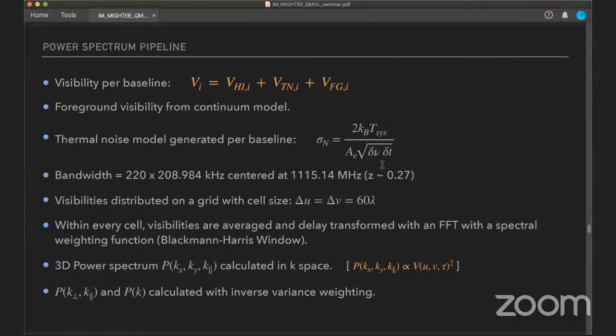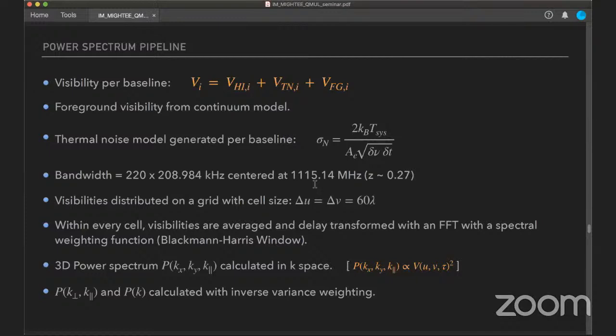And for the power spectrum computation, we do not take the full 950 to 1150 megahertz. We rather take a much smaller band, about 46 megahertz, centered at about 1.12 gigahertz. That corresponds to a redshift of roughly 0.27. So the first thing we do in our work is grid the visibilities on the UV plane.